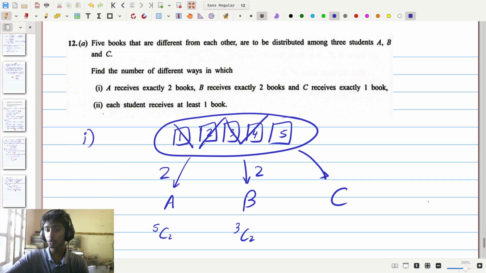So if we give that book to C, we're going to give 1 book to C. We're choosing that 1 book out of a pool of 1 books. So therefore, the different number of ways to choose the book that goes to C is going to be 1 choose 1. So this is going to be our answer.